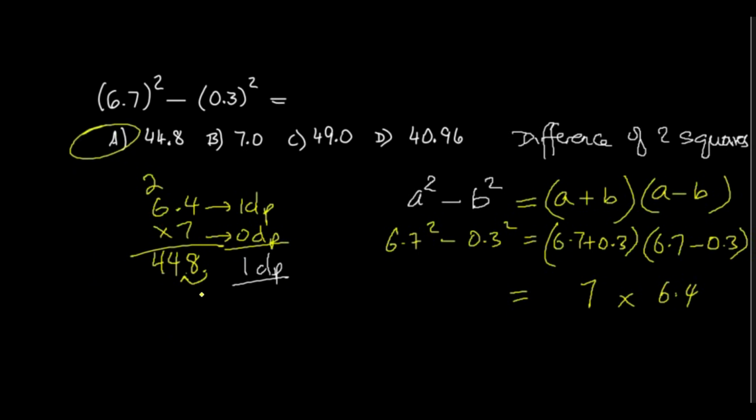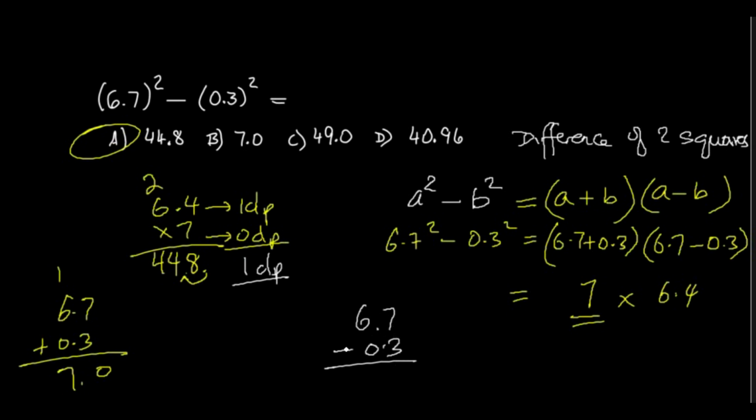If you want to stay on, I could calculate the 6.7 plus 0.3, so you can see how I got that. 6.7 plus 0.3, 3 plus 7 is 10, and the 6 plus 1 here is 7. So 7.0, so we got a 7 here. So 6.7 minus 0.3, 7 minus 3, that's 4. 6 minus 0, that's 6. So we got a 6.4 here. All right.